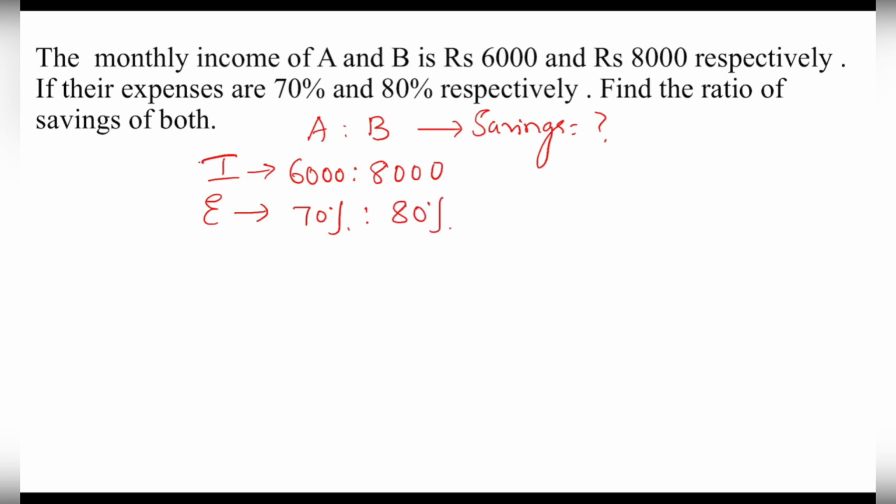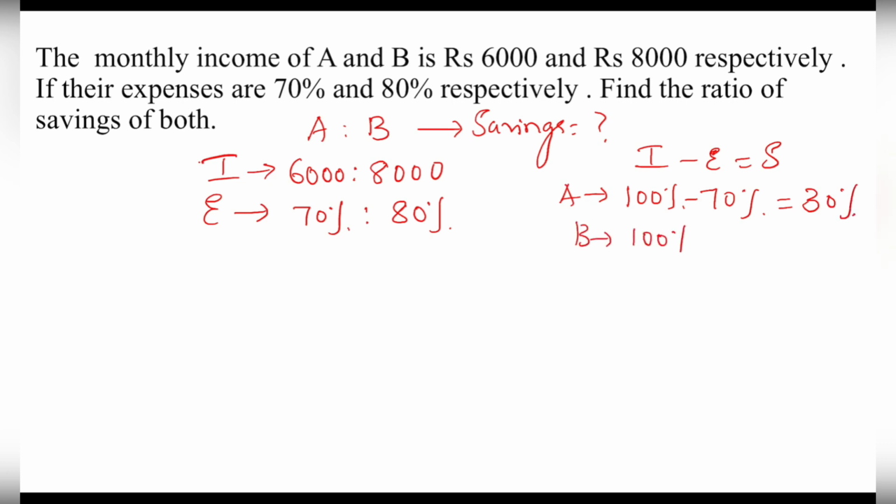Now we know that income minus expenditure will give us savings. So if income was 100%, then for A, expenditure is how much? 70%. So 100 minus 70 will be 30%, his saving. Similarly for B, if income was 100%, then 80% is his expenditure, then saving will be how much? 20%. So how do we calculate savings? From the total income, isn't it?